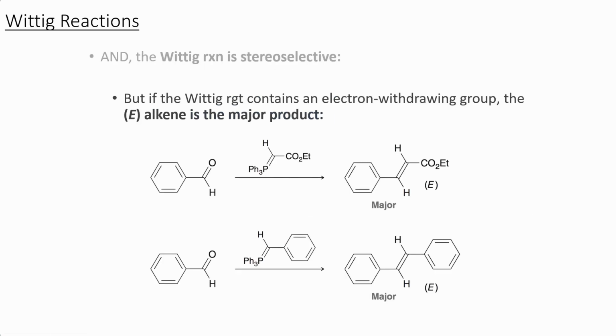Now, we can reverse the electronics of the Wittig reaction. In this case, we do that by adding an electron withdrawing group to the Wittig reagent. So here our Wittig reagent has an ester group attached to it. And so if we add an electron withdrawing group, we're going to observe the opposite stereochemistry. In this case, we will obtain the E isomer as the major product.